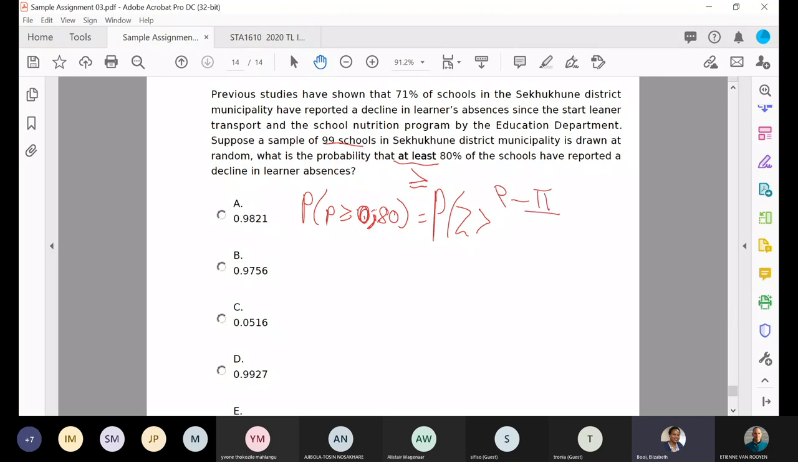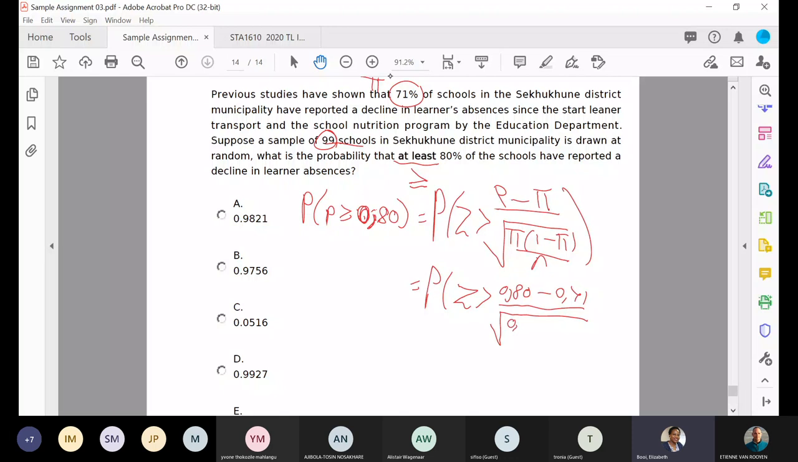Therefore, you need to find the probability that Z is greater than the sample proportion minus the population proportion, divided by the standard error, which is the square root of population proportion times 1 minus population proportion, divided by n. So our population proportion, which is our pi, is 71, which is 0.71. Our n is 99. So that will be Z greater than 0.80 minus 0.71, divided by the square root of 0.71 times 1 minus 0.71, divided by 99.